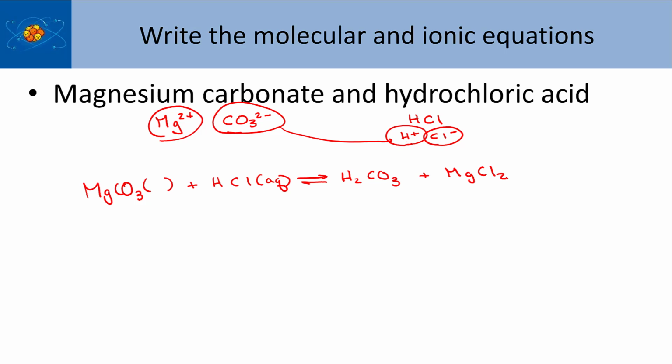Now I'm going to need to look up some other states in here, but when you see this, you should automatically think H2O and CO2 gas, like that. Okay, and H2O will be a liquid. So that's an automatic when you see carbonic acid, that you break it apart. Now magnesium chloride will be aqueous.